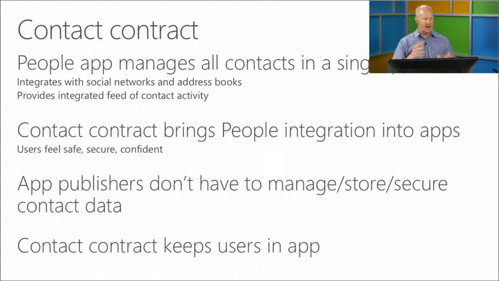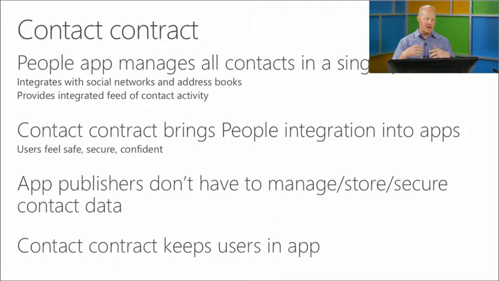So what does the contract do? I'm going to say that so many times, it's going to come across as being contact. So the contact contract brings People integration into apps, right, in a way that feels safe and secure and confident for users, because they know the People app and they trust the People app. When that UI pops up, it doesn't look like the People app. It actually is the People app. And we'll see that here in a second.